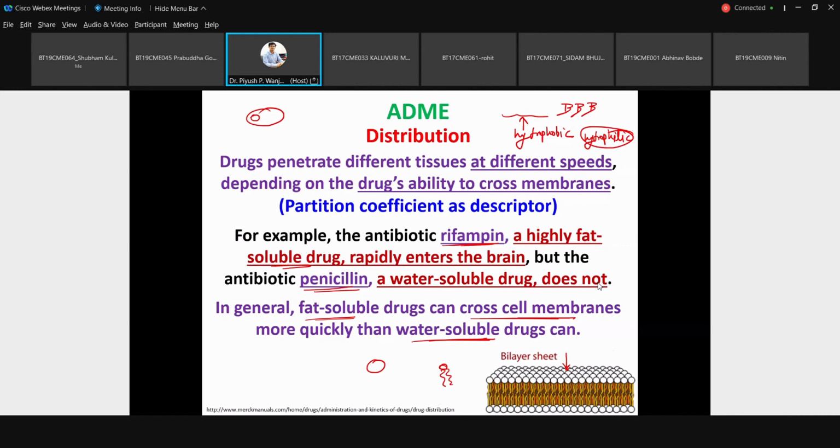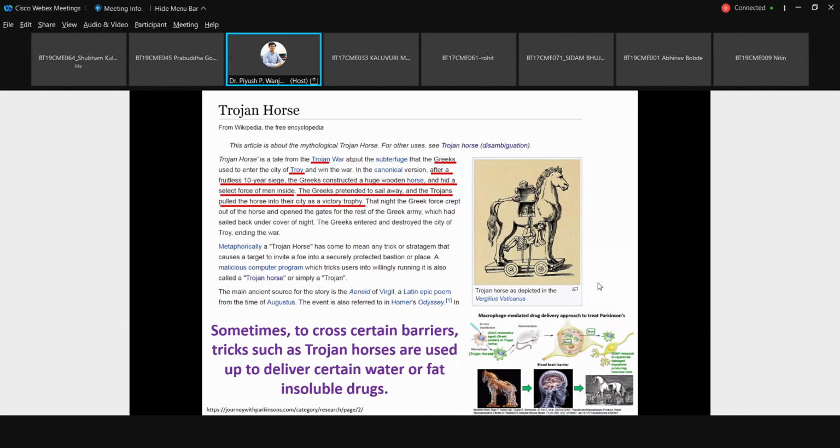So people have some strategies. For example, here an example is shown for the Trojan horse. Have you heard this name Trojan anytime? What is it related to?